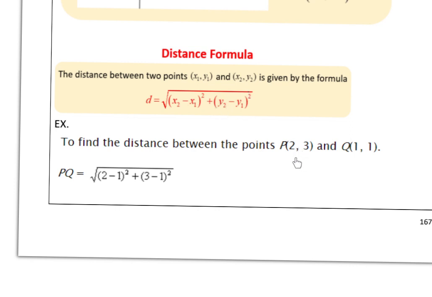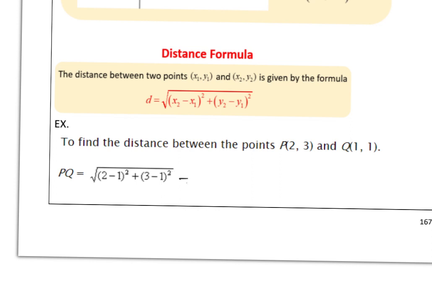If we apply this formula, we have point B and point Q. Point B is (2, 3). Point Q is (1, 1). We need to find the distance between B and Q. So BQ equals the square root of (2 minus 1) all squared, plus (3 minus 1) all squared. Then we can find the answer.